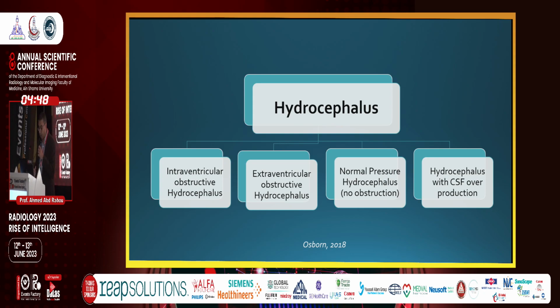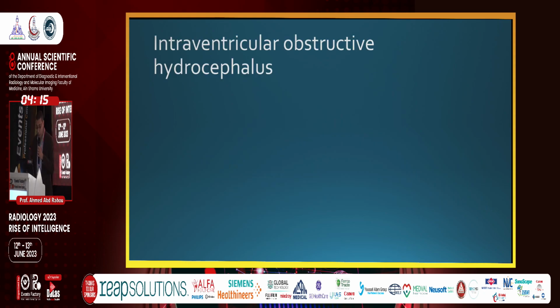And there is extraventricular CSF flow obstruction, an obstruction to the CSF flow at the level of the subarachnoid space. For example, in case of leptomeningeal metastasis or subarachnoid bleeding. And there is also normal pressure hydrocephalus, when there is no obstruction to the CSF, but actually there is a hyperdynamic CSF circulation that causes ventricular dilatation. And lastly, there is hydrocephalus due to overproduction of CSF, and I'll give you some examples of each.